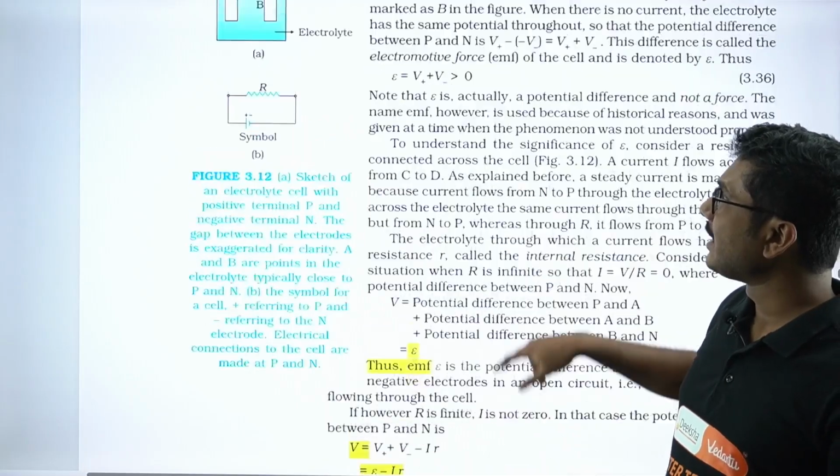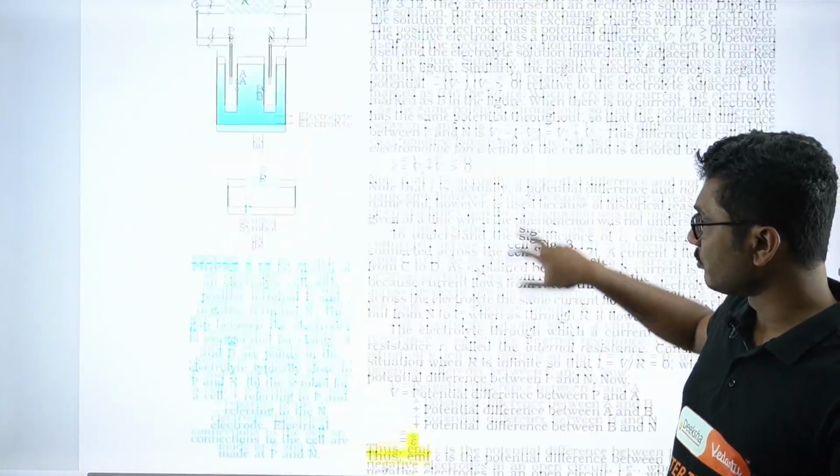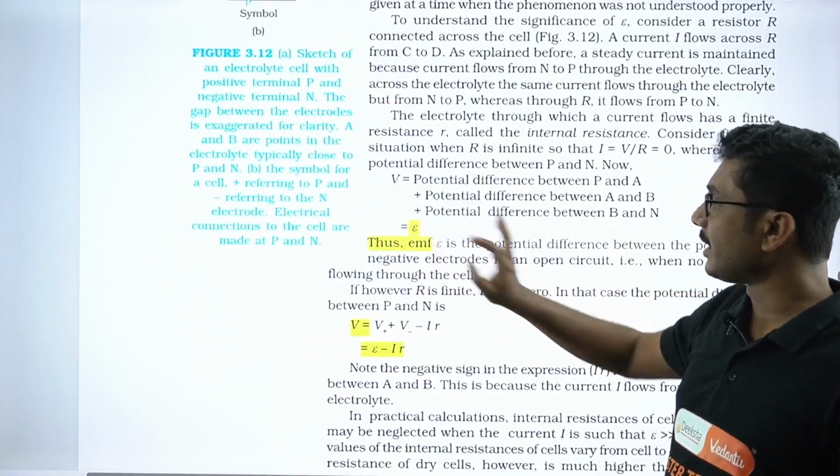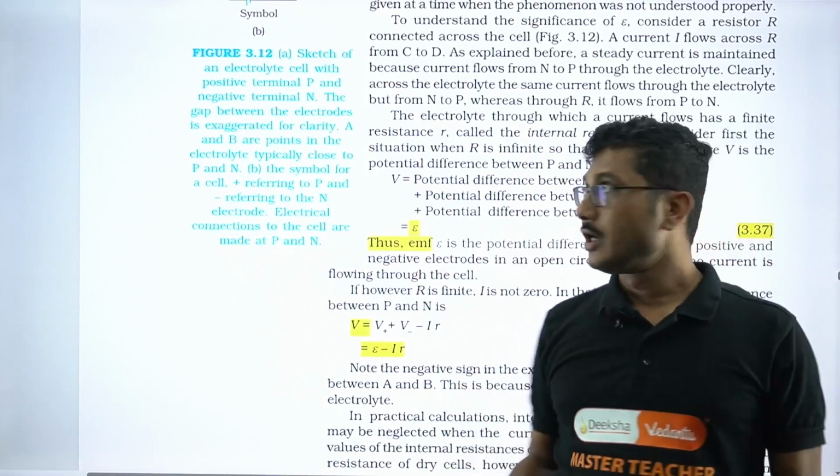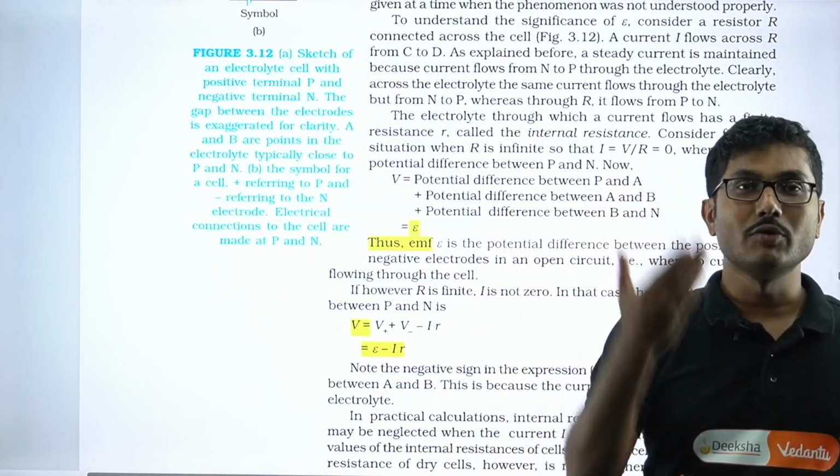Now next is combination of cells. Let us move quickly. So combination of cells, the EMF that we say voltage, okay, EMF is nothing but the voltage.